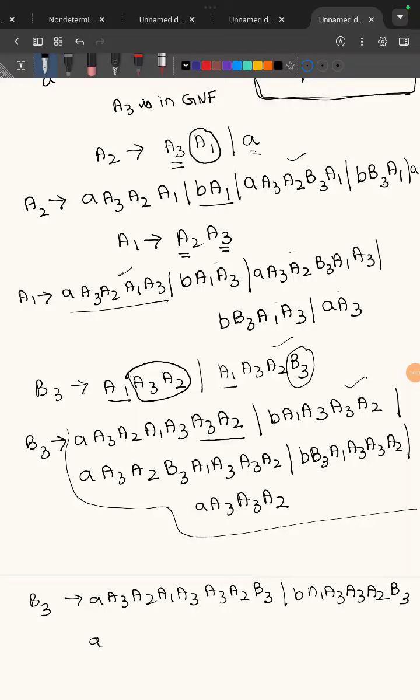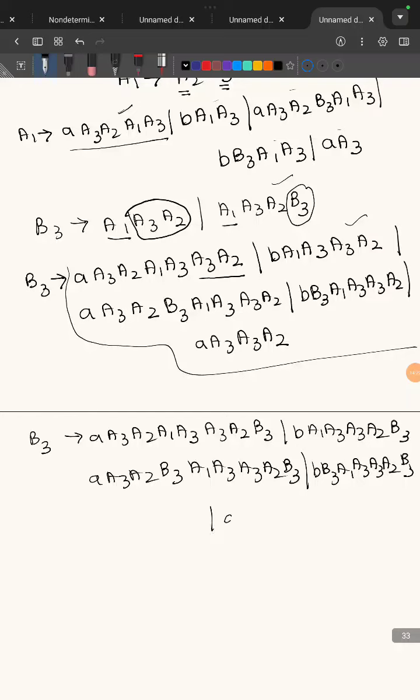So here it will be A3, A2, B3, A1, A3, A3, A2, B3. Then B3, A1, A3, A3, A2, B3. So at the last we will be having A3, A3, A2, B3. That's it. So we have converted the given grammar to Greibach normal form.